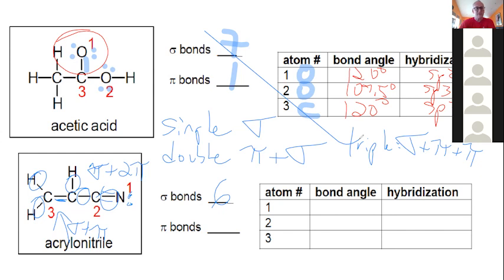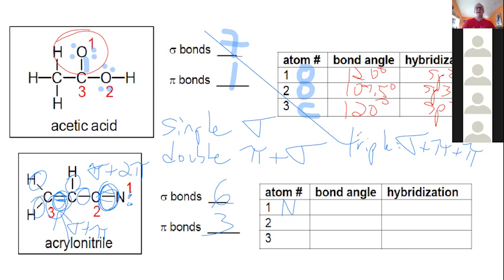How many pi bonds? Three. Yep. Because there's one in the double bond here, and there's two in the triple for a total of three. Right. So for atom number one, that's the nitrogen.